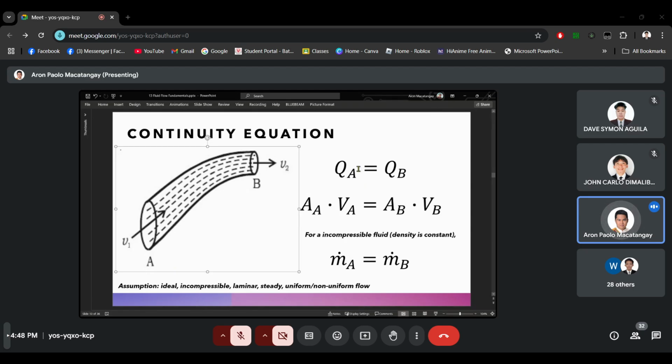So volume flow rate is applicable even if the densities are different. However, the mass flow rate is only applicable if the densities are the same. So that would be for incompressible fluids. Any questions or clarifications?